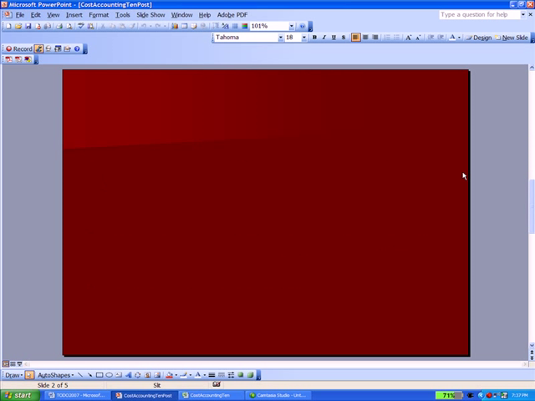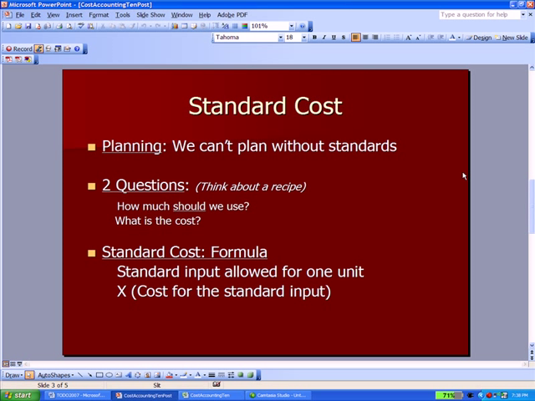We want to move to a new topic in cost accounting called standard cost. And here's the way we can introduce it. We can't plan anything without some standards or some norms that we have to assume when we're coming up with a budget. So think about a recipe.